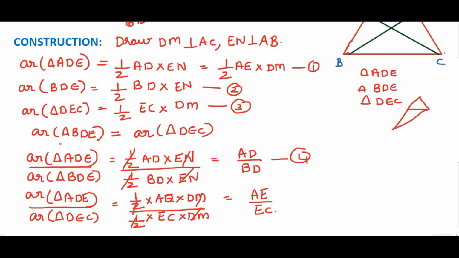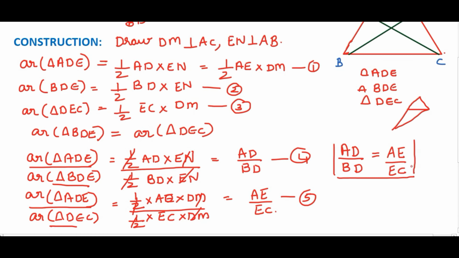Now I have already told that area of BDE and area of DEC are the same because they are standing on the same base and between the same parallels. So again, the numerator is the same, area of ADE, and the denominator is also the same. So we can equate, these two ratios are the same. So I can write AD divided by BD is equal to AE divided by EC. This is what we need to prove, and this is Thales' theorem.